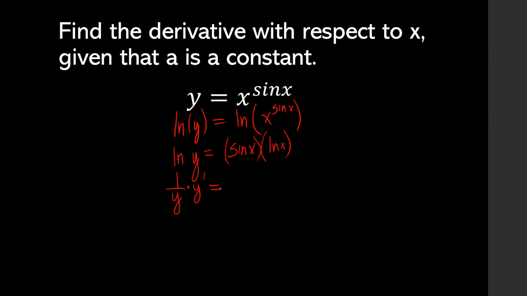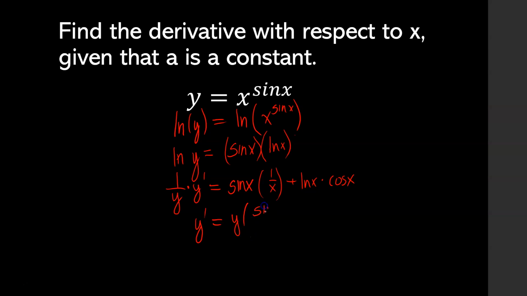And the derivative of sine times natural log of x is going to require the product rule. So the derivative of a product of two functions is the first function times the derivative of the second function plus the second function times the derivative of the first. Go ahead and solve for y prime. Multiply both sides by y.